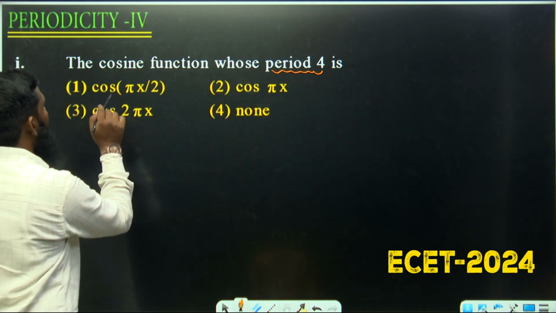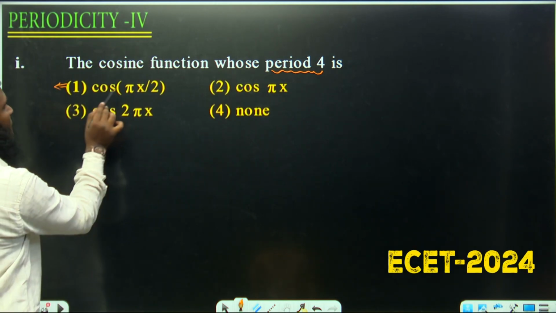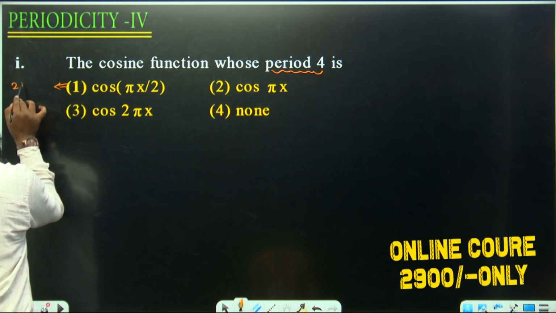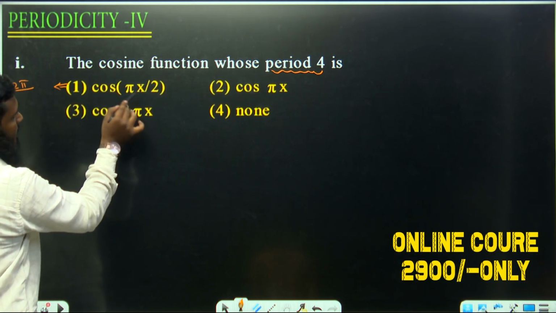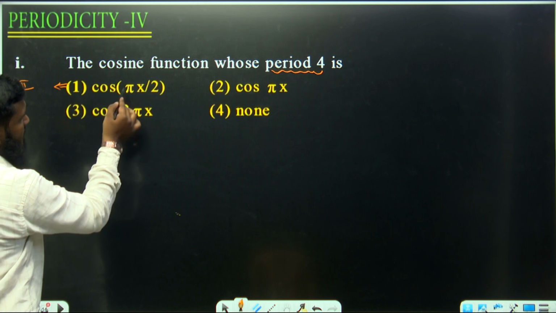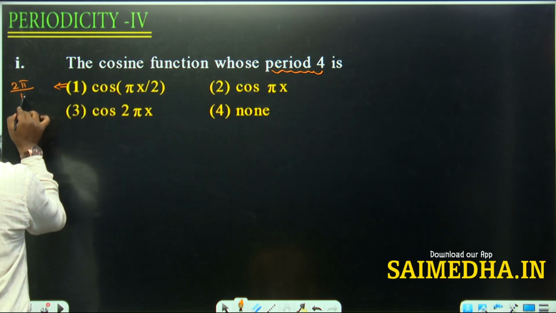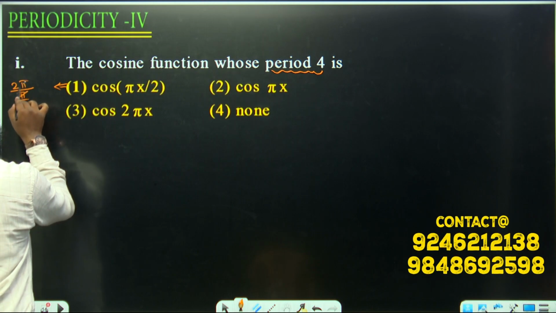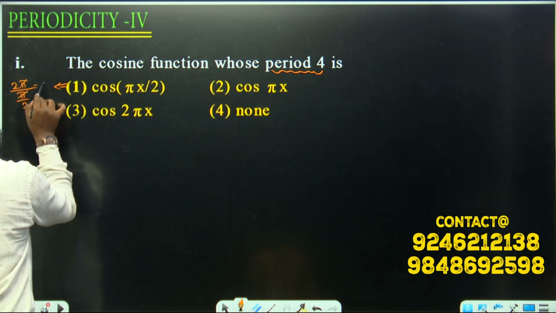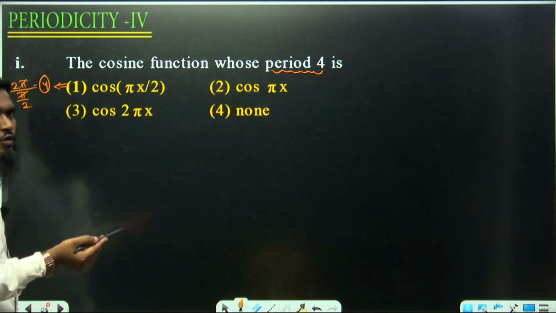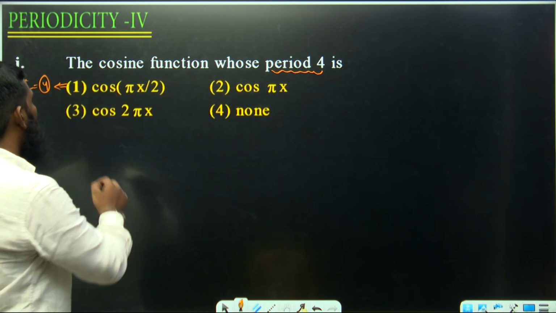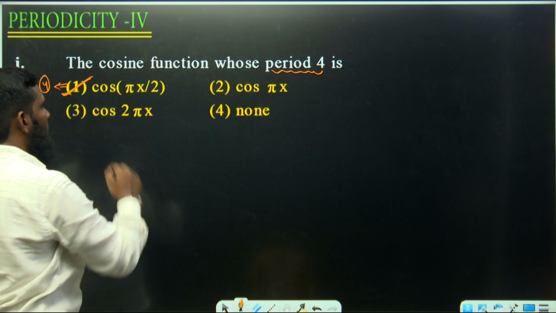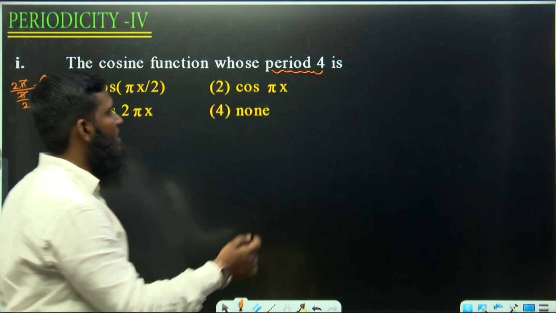Okay. Now let us go with this part first. If you are going with this one, for cos, what is the T value? 2 pi divided by what we are having over here, the x coefficient, pi by 2. Pi by 2 means this pi gets cancelled, 2 will go to the numerator. What is the answer we are getting? 4. So the period is equal to 4, which means directly we got the first option as correct. Okay, first option is correct. You can go for the remaining options also.